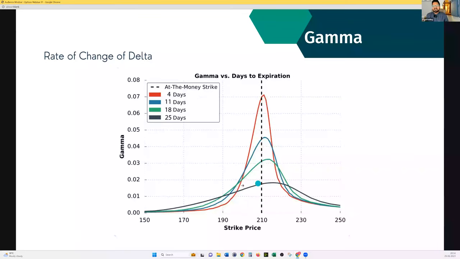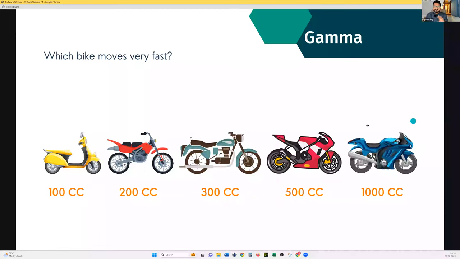It is going to be ultra smooth. There will not be big variations which are going to happen. Okay, now we put it in a very simple way. This is a 100cc bike, this is a 200cc bike, this is a 300, this is a 500, and this is a 1000cc bike.